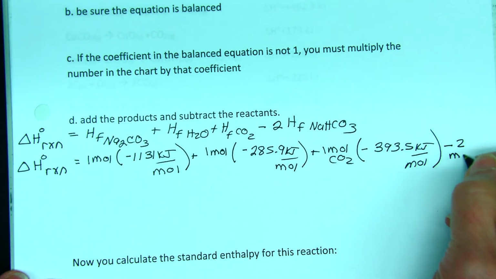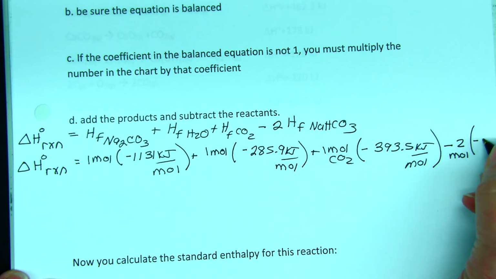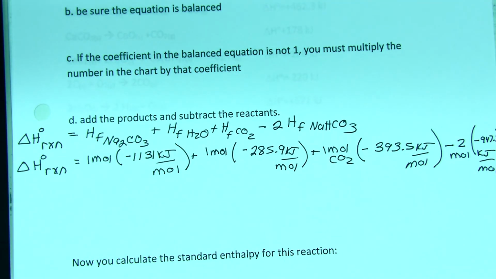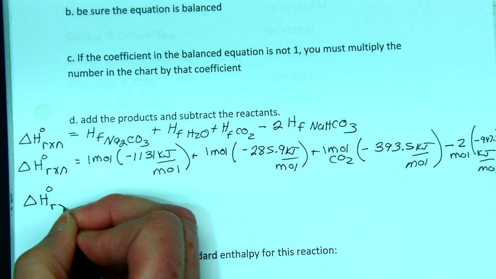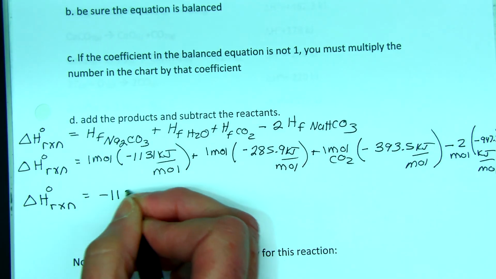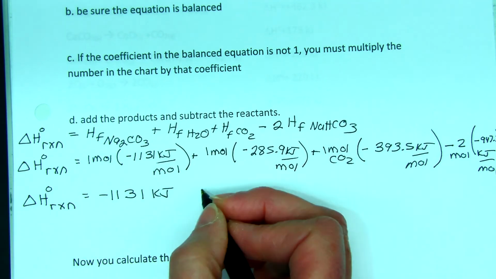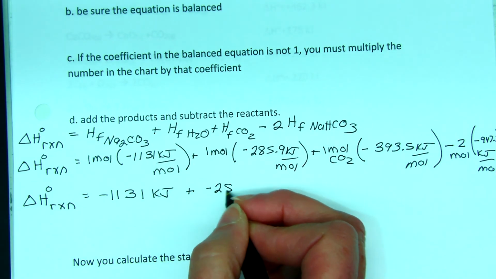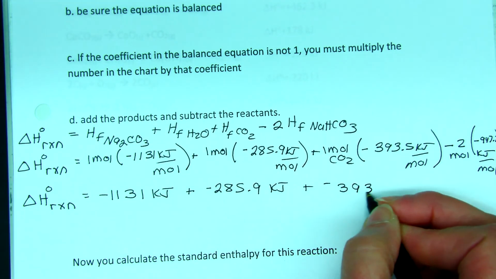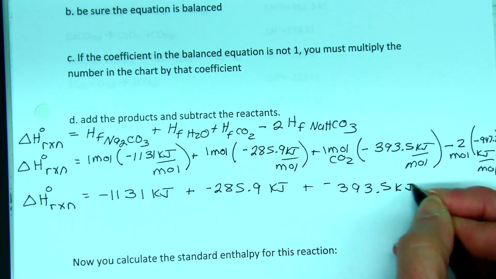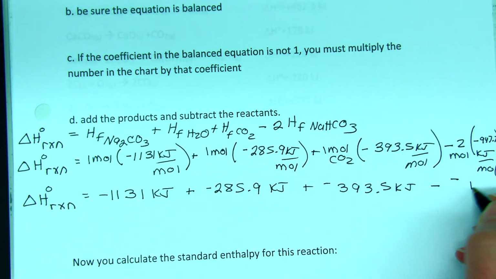Minus 2 moles times negative 947.7, I kind of ran out of room there, kilojoules per mole. So now I go ahead and multiply through, and my standard enthalpy change for the reaction is negative 1131 kilojoules. You see the moles drop out, plus a negative 285.9 kilojoules, plus a negative 393.5 kilojoules, minus a negative 1895.4 kilojoules.